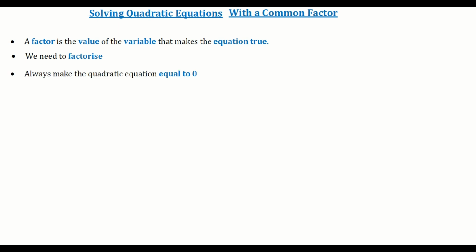Let's look at an example. Solve for x. In the equation, x squared minus 3x is equal to 0. This equation is already equal to 0. So let's look for common factors. We have x squared and 3x. So we can take x out as a common factor. So we've got x, open our bracket, x squared divided by x is x. Negative 3x divided by x is negative 3. Close the bracket and make the equation equal to 0.